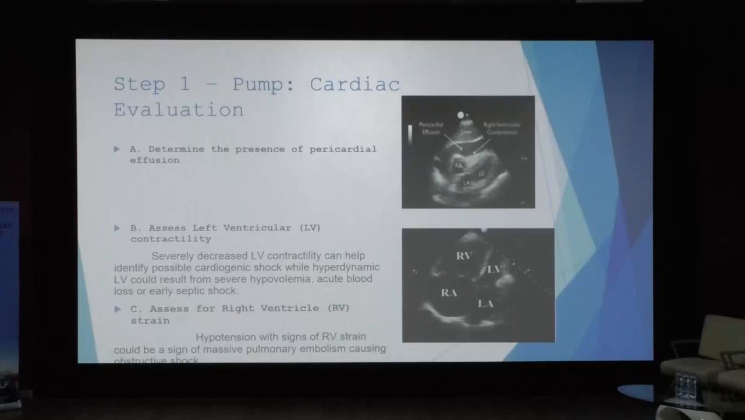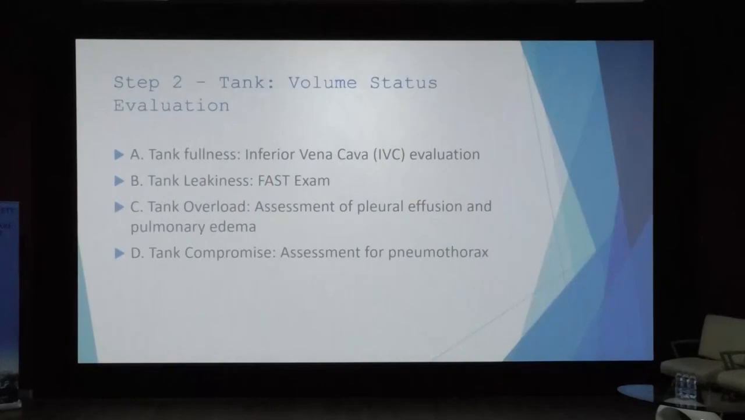Then assess for right ventricular strain, because the right ventricle is built for volume, but if you change the pressure, it becomes difficult for it. So right ventricular strain could be a sign of massive pulmonary embolism causing an obstructive shock. Just by putting a probe on the heart, we understand whether the patient has an obstructive component, a cardiogenic component, or a distributive component.